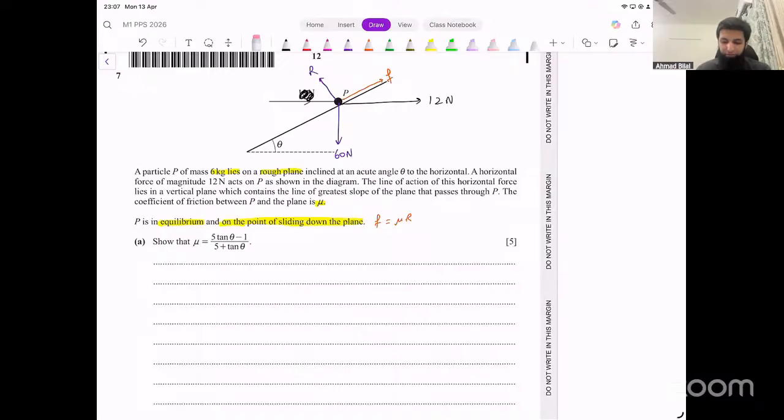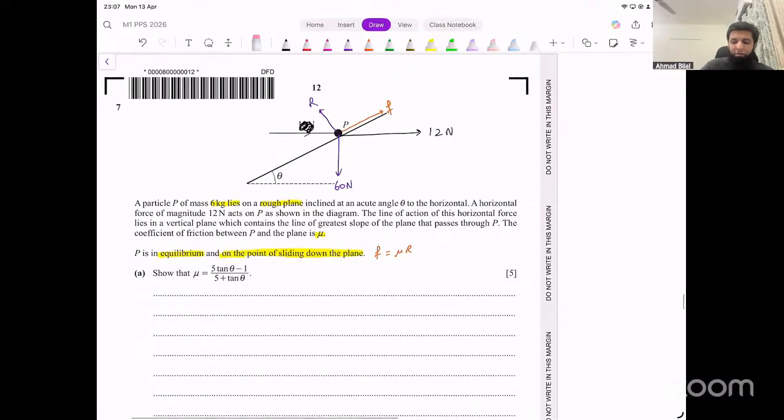Now let's resolve them. When we have a surface involved, we normally resolve parallel to and perpendicular to the surface, in these directions. Let's resolve weight. This is 60 Newton. One component of weight is going to act in this direction. This angle is theta. The component adjacent to the angle is going to be 60 cos theta. The component on the other side is going to be 60 sine theta.